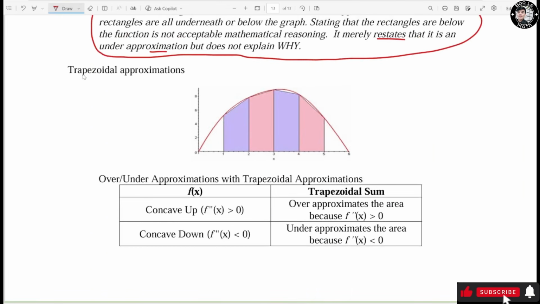Now, when it comes to trapezoidal approximations, we need to explain like this. If the function f(x) is concave up, or f''(x) greater than 0, the trapezoidal sum overapproximates the area because f''(x) is greater than 0. Right? If the function f(x) is concave down, or f''(x) less than 0, the trapezoidal sum underapproximates the area because f''(x) is less than 0.